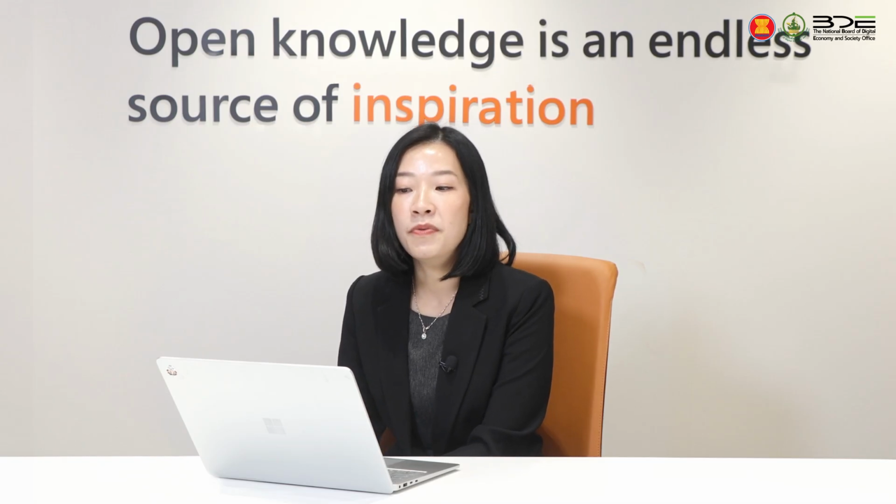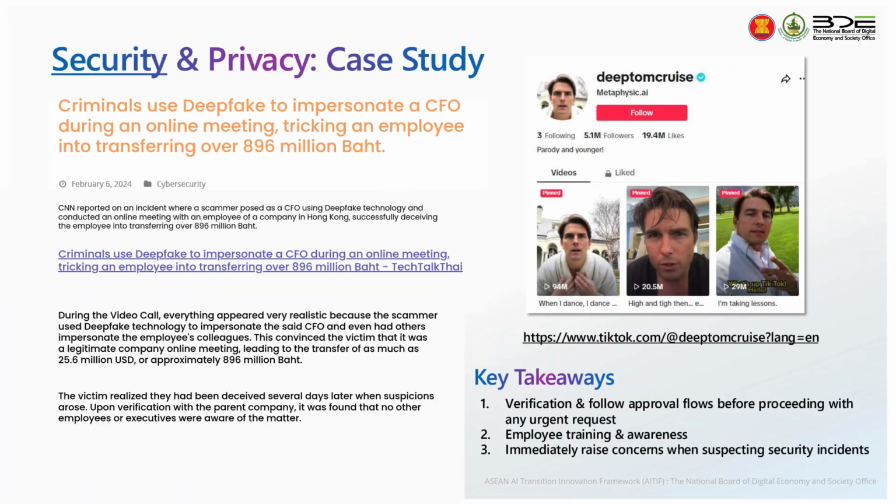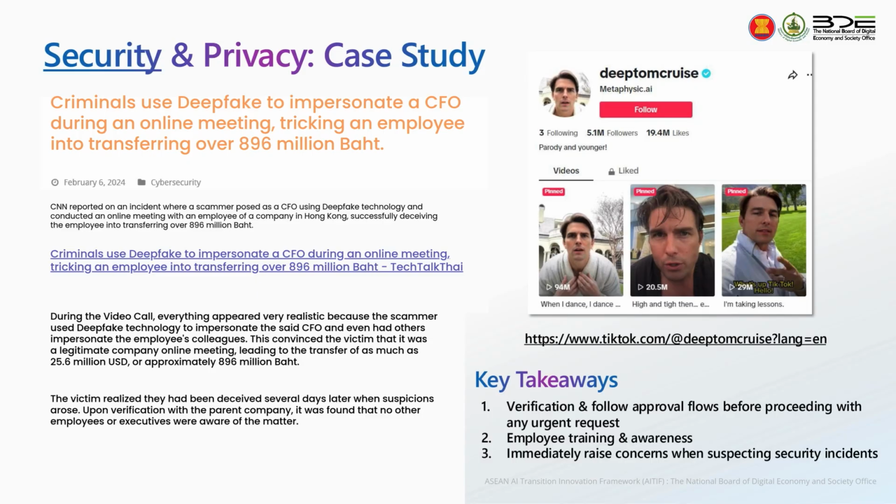So with this, we have an example case study. Here is a real-world one that happened in 2024. It highlights why security and privacy matter. Scammers used deepfake technology, as you can see on the screen, to impersonate a CFO during an online meeting. This deception led to fraudulent transactions worth over 896 million baht. You can see that the dollar amount is quite high. The attacker exploited trust in the video and also asked for approval of that money. By the time it was detected as fraudulent, the transactions had already been completed.